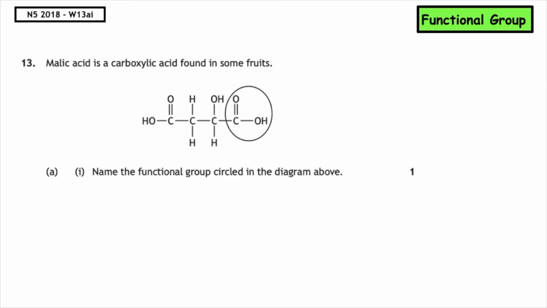This past paper question is from the National 5 2018 written 13A part 1. Malic acid is a carboxylic acid found in some fruits. Name the functional group circled in the diagram above. We can see that they've circled a C double bond O, OH, and this is known as the carboxyl group.